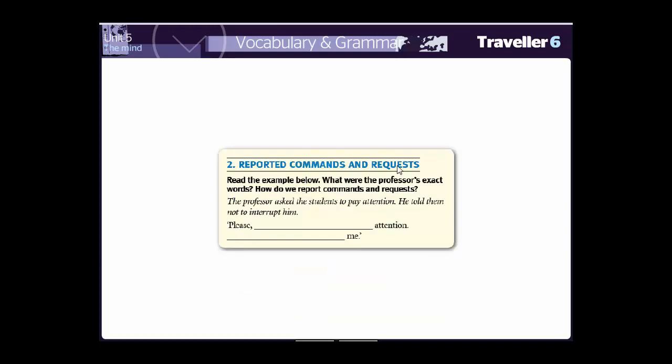Report commands and requests. Read the example below. What were the professor's exact words? How do we report the commands and requests? Once again, you should revise part 2 to answer these questions. The professor asked the students to pay attention. He told them not to interrupt him. "Please pay attention. Don't interrupt me." So these are the exact words of the professor.